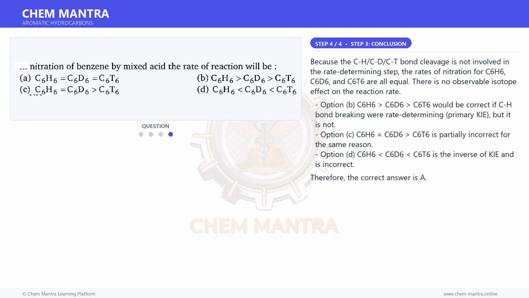Option B, C6H6 > C6D6 > C6T6, would be correct if C-H bond breaking were rate determining, primary KIE, but it is not. Option C, C6H6 = C6D6 > C6T6, is partially incorrect for the same reason. Option D, C6H6 < C6D6 < C6T6, is the inverse of KIE and is incorrect.